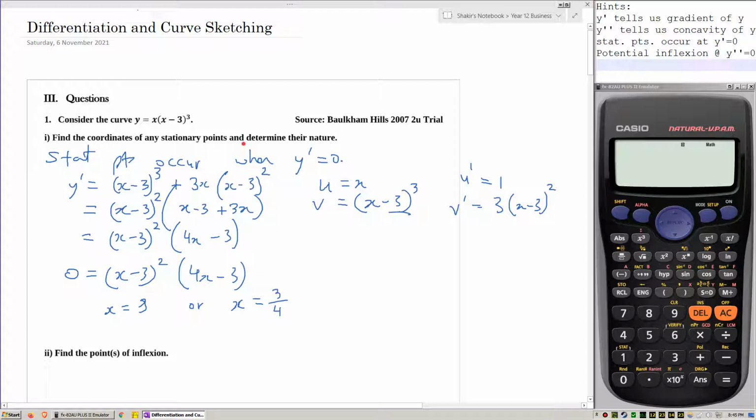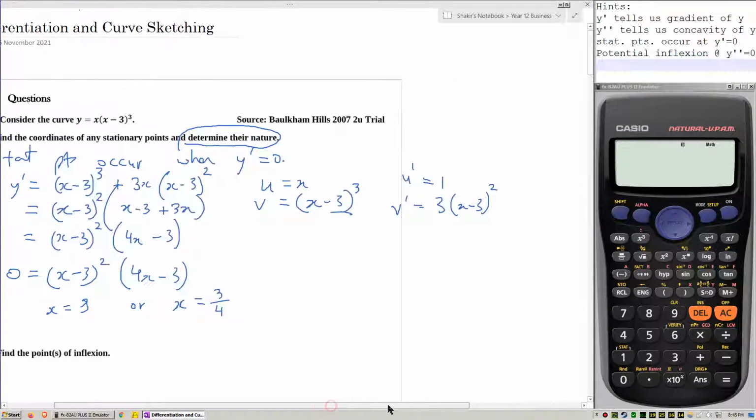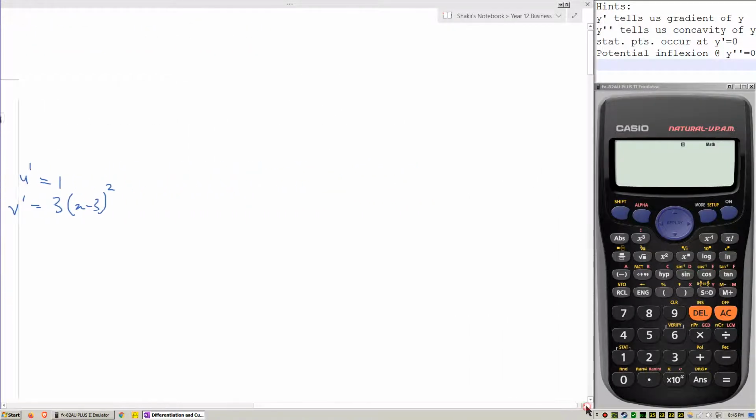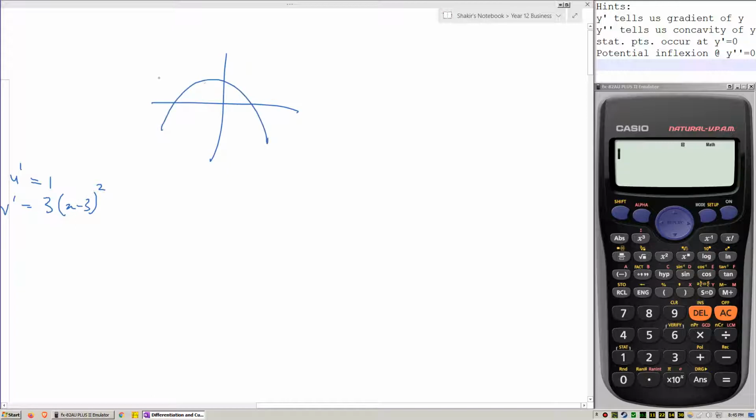But what determines their nature? What type of stationary point is there? As I said, I'm going to be teaching slash revising. You can have 4 types of stationary points. So what is a stationary point? A stationary point is a point on a curve where the gradient is not positive and it's not negative.